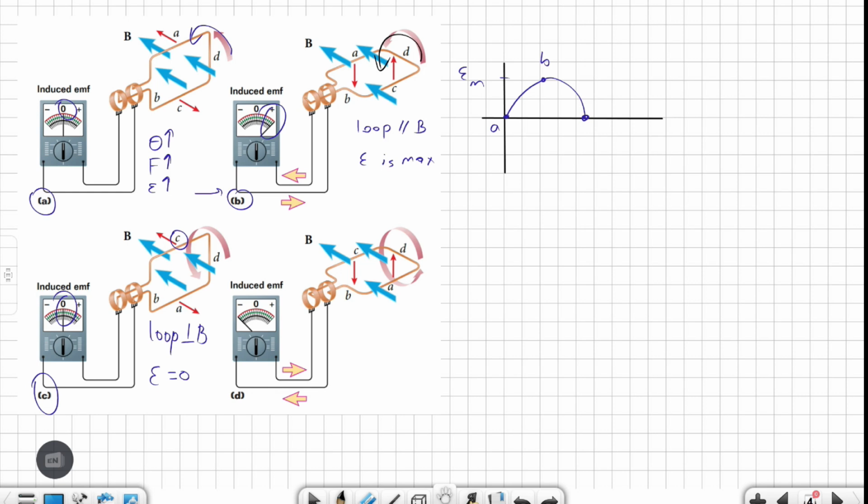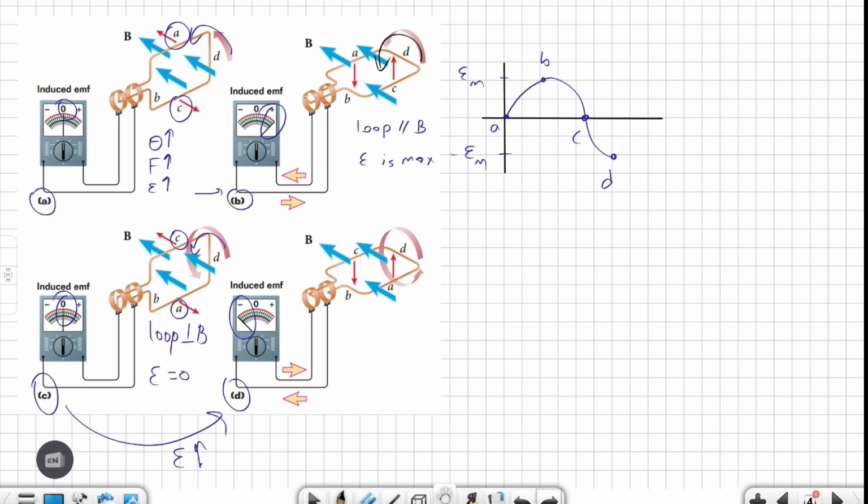At point C, segment C is above and segment A is below, but at point A, segment A is above and segment C is below. So it is opposite to each other. As it continues to rotate, this time the induced EMF will be opposite to the point which we had a moment ago. As theta increases, force increases, EMF increases, but both will increase in the opposite direction. At point D, the EMF will reach its maximum value, but in the negative direction.